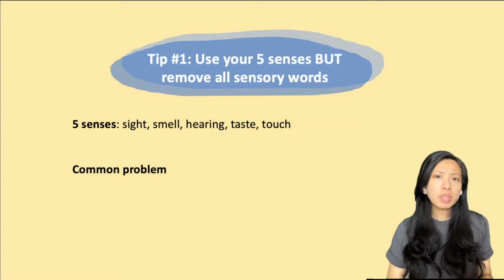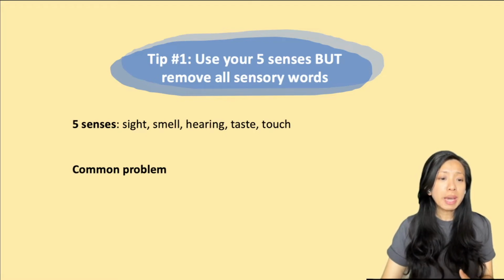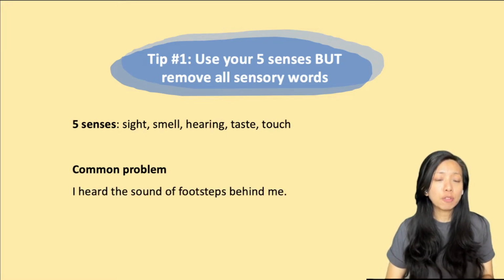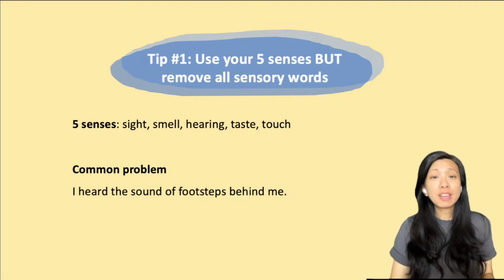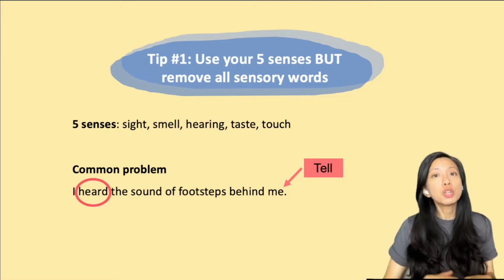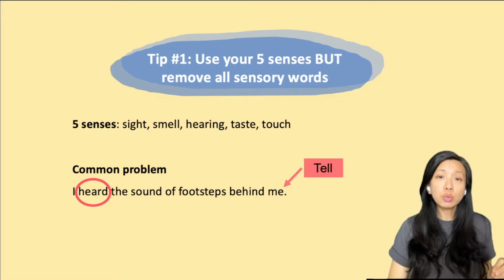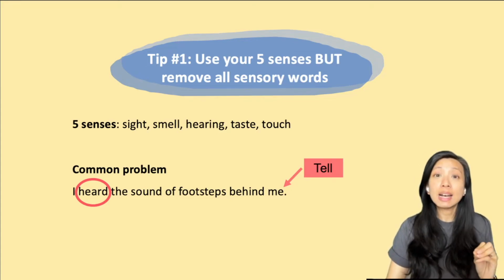However, a common problem with this is students will just use the sensory words such as hear, see, smell, and so on. So if you look at my example here, I heard the sound of footsteps behind me. Even though this sentence uses one of the five senses, it's basically still telling the reader directly what happened or what you heard in that sense because of the use of the word heard. So in my tip, as I said, you can use your five senses, but remove the sensory word. So we're going to remove the word heard in this sentence.